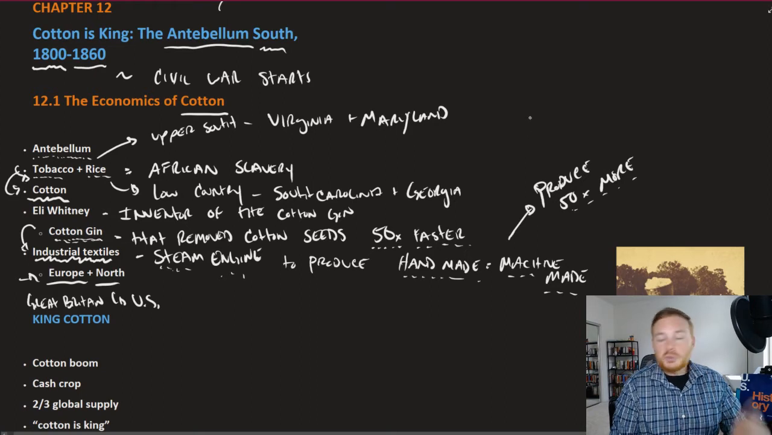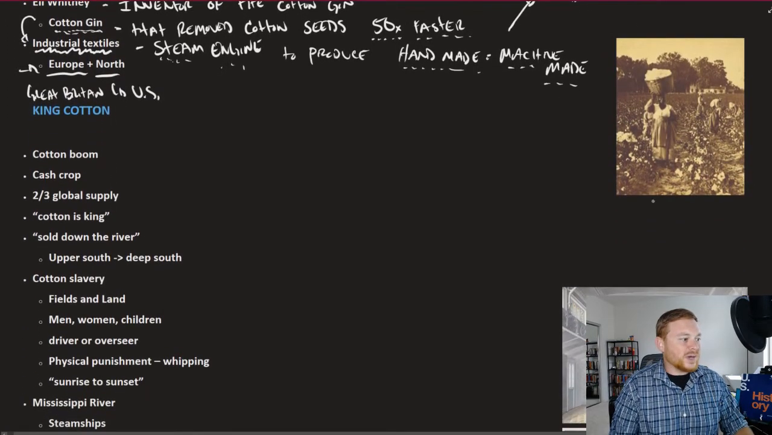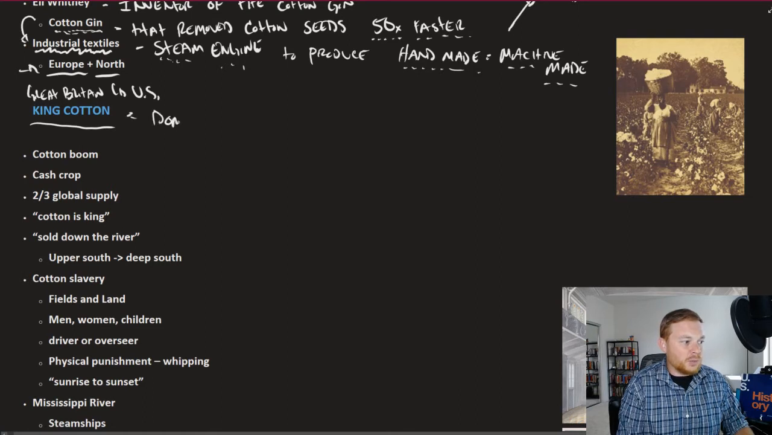And if you can remove the seeds 50 times faster, if you can produce 50 times more of it, well, then you're also going to need to plant 50 times as much cotton as you did before. And then you require 50 times as many slaves in order to perform that labor. And that's essentially what's going on. Cotton itself was referred to as King Cotton. It pretty much came to dominate the Southern economy.